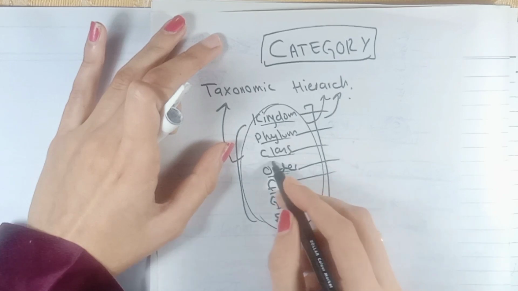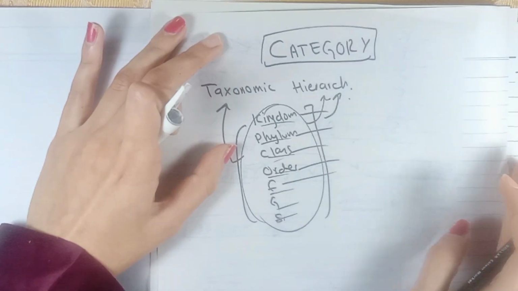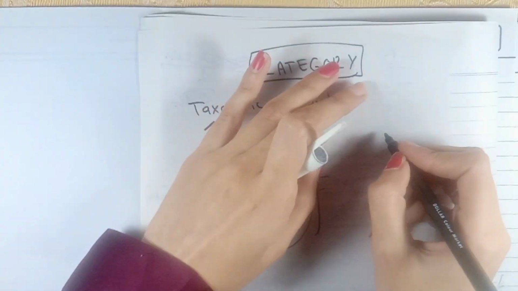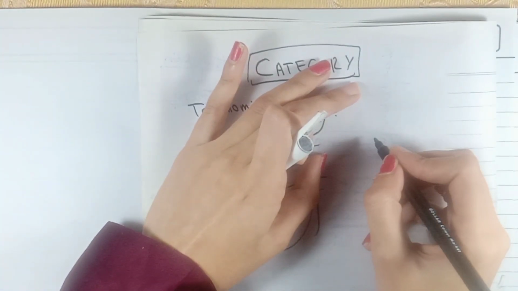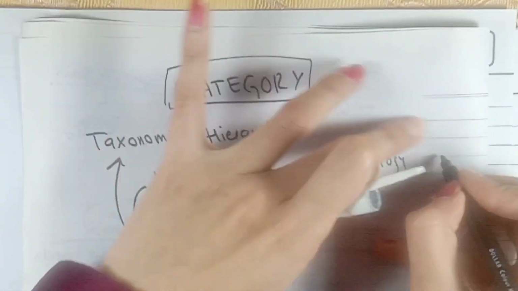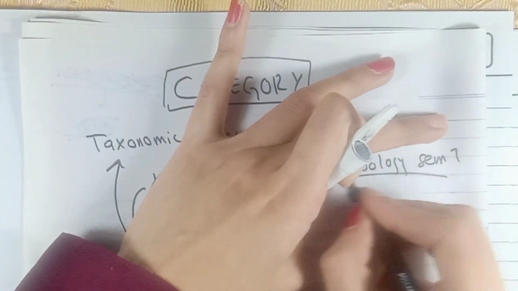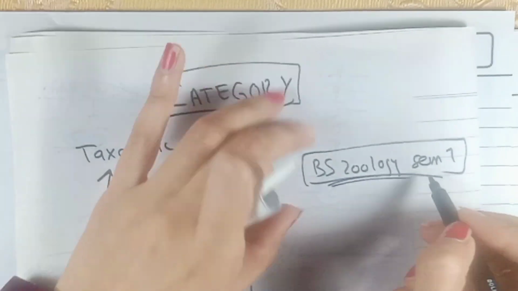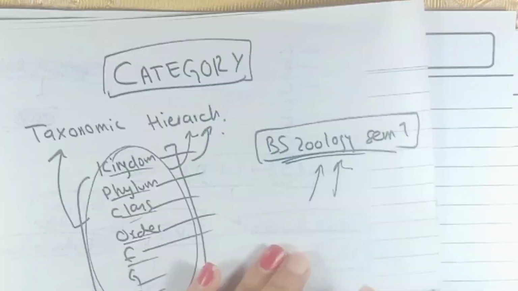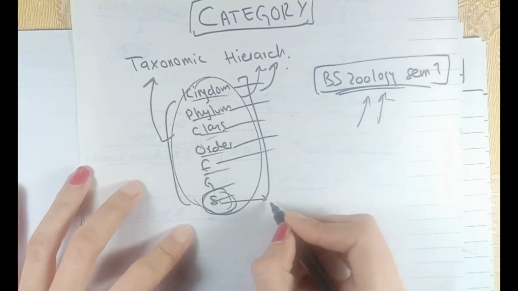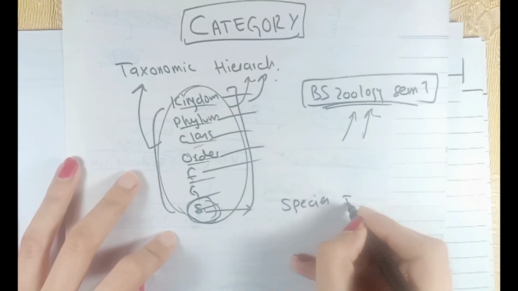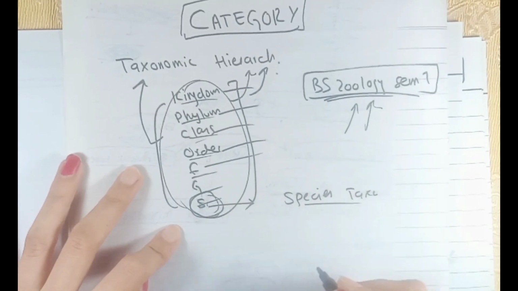So now what is included in the category? Species, genus, family, class, order, kingdom, phylum, all of these are the categories. So in simple words, we can explain it as in which class you guys are right now. Suppose it's BS zoology semester 7th. Okay, so this is the class. Now this is the category. The class is the category in which you guys are placed. Okay, we say in the species category, species taxa are placed. Species taxa are placed inside the species category.